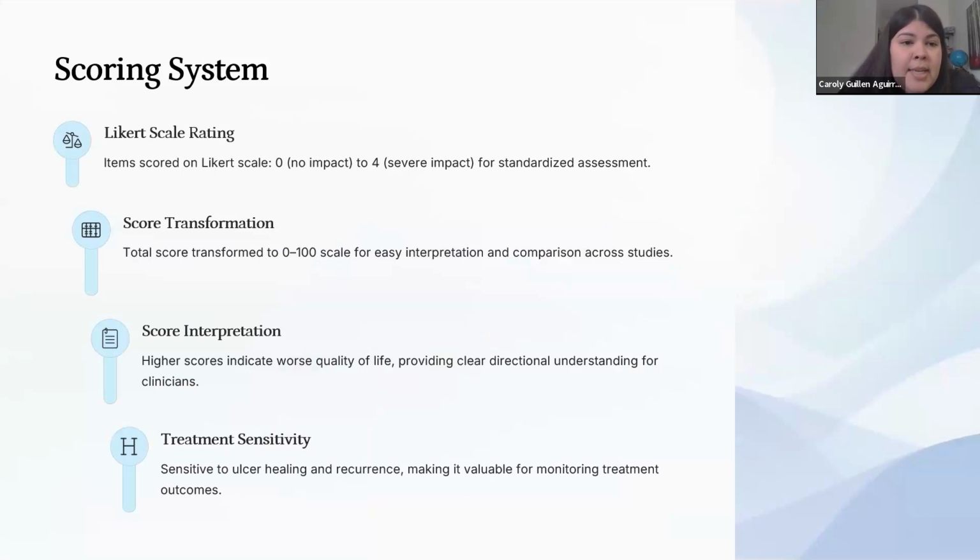The scoring system is a Likert scale rating. Items are scored on a Likert scale from 0, no impact, to 4, severe impact, for a standardized assessment. It has a score transformation, so the total score is transformed to a 0 to 100 scale for easy interpretation and comparison across studies. Higher scores indicate worse quality of life, providing clear directional understanding for clinicians. The treatment sensitivity is sensitive to ulcer healing and recurrence, making it valuable for monitoring treatment outcomes.